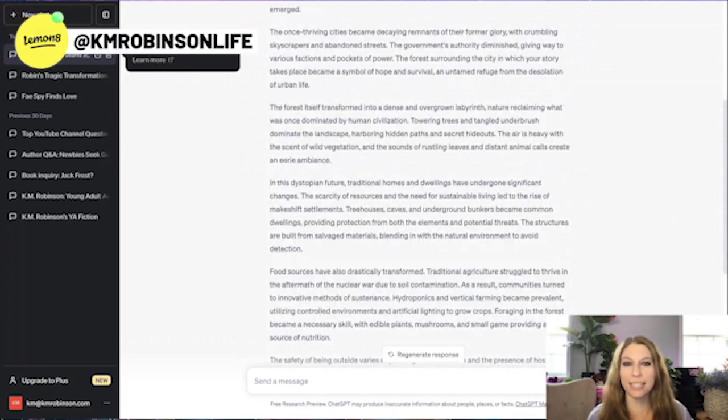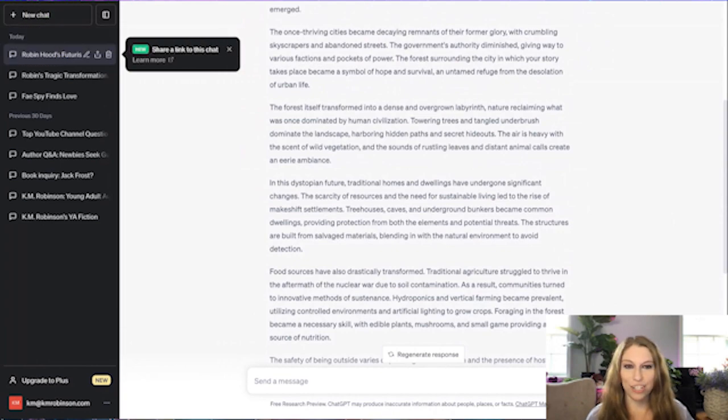Continuing, it says the forest itself transformed into a dense and overgrown labyrinth. Oh, I love that. Nature reclaiming what was once dominated by human civilization. Towering trees and tangled underbrush dominate the landscape, harboring hidden paths and secret hideouts. The air is heavy with the scent of wild vegetation, and the sound of rustling leaves and distant animal calls create an eerie ambiance. Man, it's giving me the vibes!